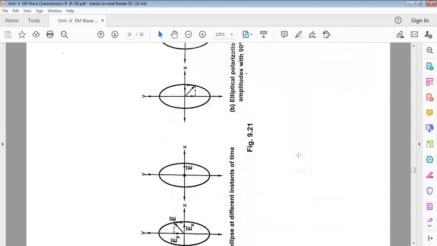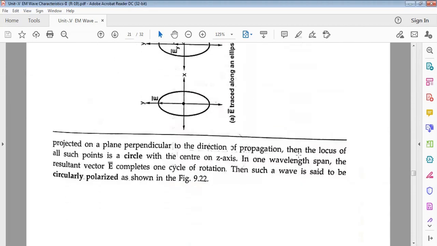If E bar is projected on a plane perpendicular to the direction of propagation, then the locus of all such points is a circle. When, with the center on the z-axis, in one wavelength span the resultant vector E bar completes one cycle of rotation, then such a wave is said to be circularly polarized.